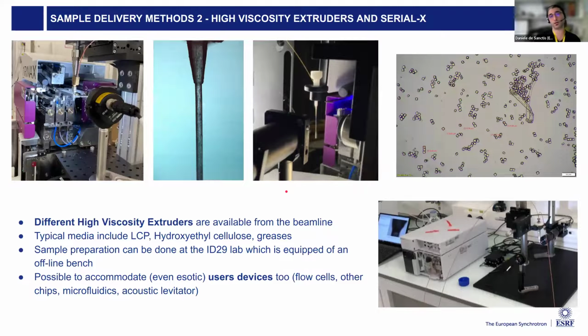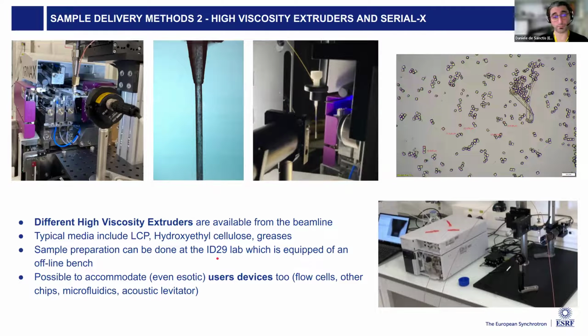The other systems are based on high viscosity extruders. We have a few available at the beamline, but we can also accommodate the ones that are brought by the users. So they are high viscosity, as you see here in the picture, and this is the view from MS-Cube. We can also accommodate the Serialix, a flow cell device developed by Göteborg University, which is very easy to set up and to operate. The typical media that we use for this kind of injector are ADA-LCP for membrane protein, but also hydroxyethyl cellulose and grease.